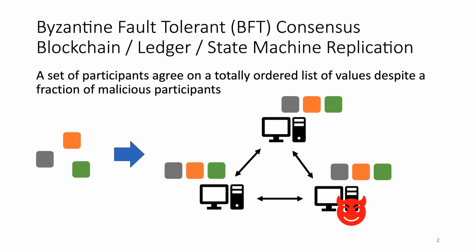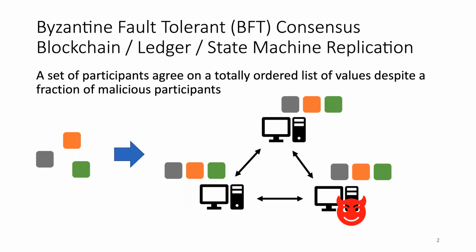What we want to do here is to have a set of participants agree on a totally ordered list of values, which is the ledger. And despite that, a fraction of the participants may be malicious, and we also call them Byzantine, who can deviate from the protocol arbitrarily and try to attack the system.